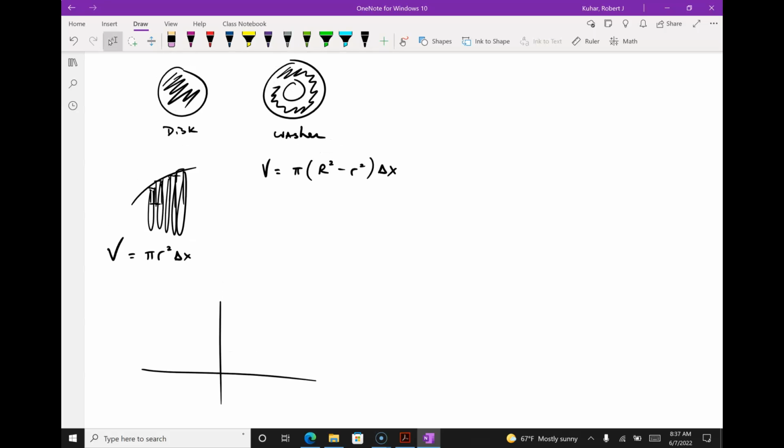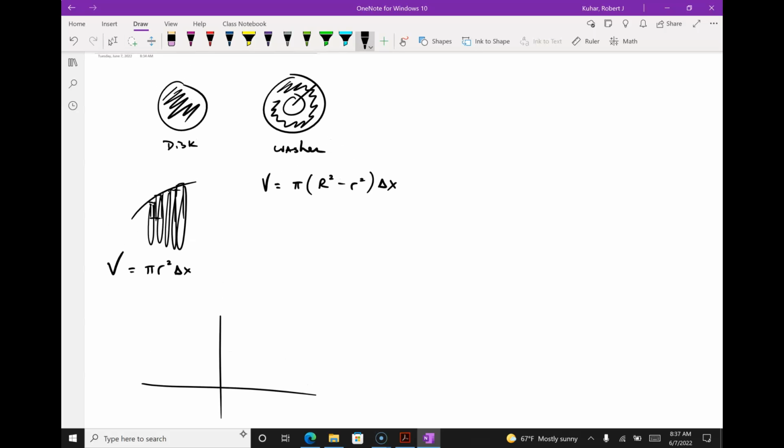Yeah, big R squared is the outer, so that's capital R, and this one is little r. My intuition would be just big R minus little r squared. Because I'm doing the big outside circle, there's a pi capital R squared, and then I'm cutting off that little one, there's a pi little r squared. Okay, yeah. So they're really the same formula, right? The little r, the other radius here, is 0, right?